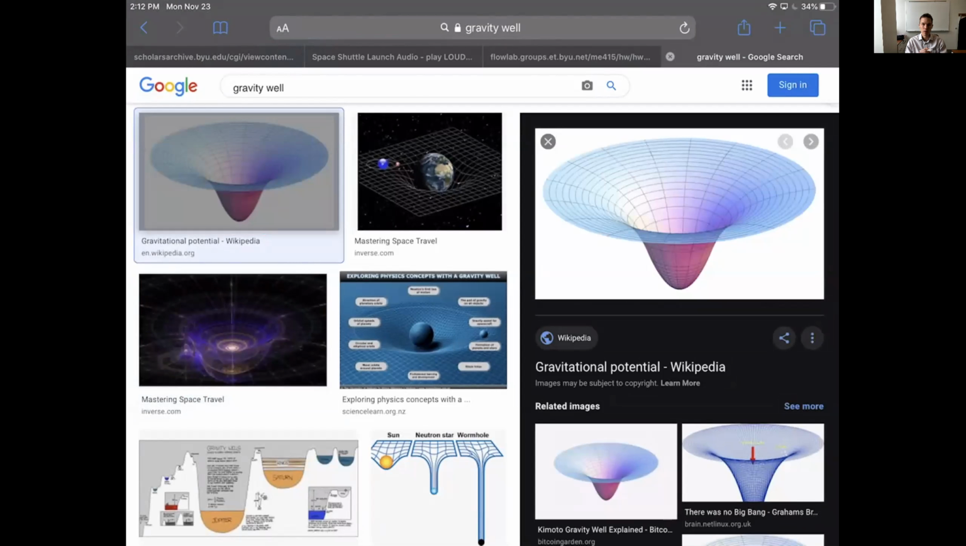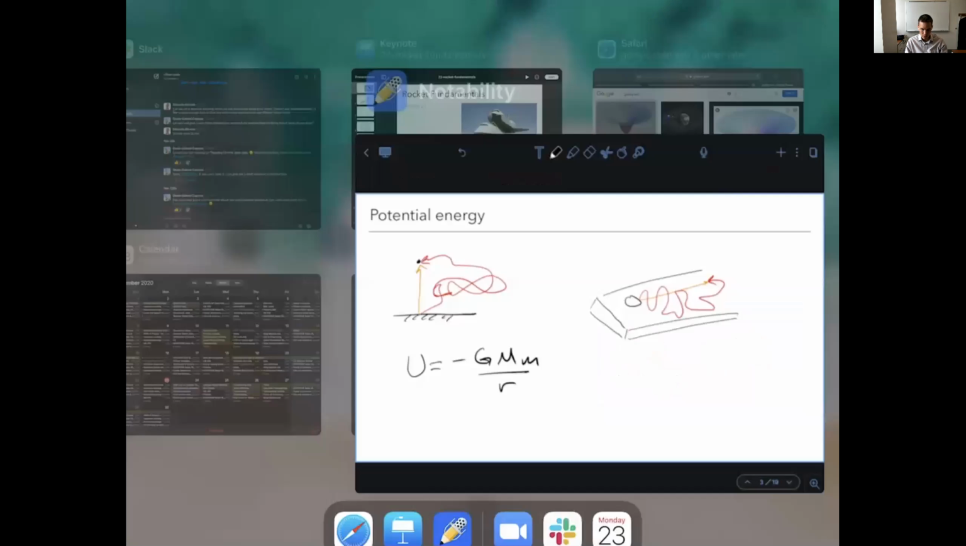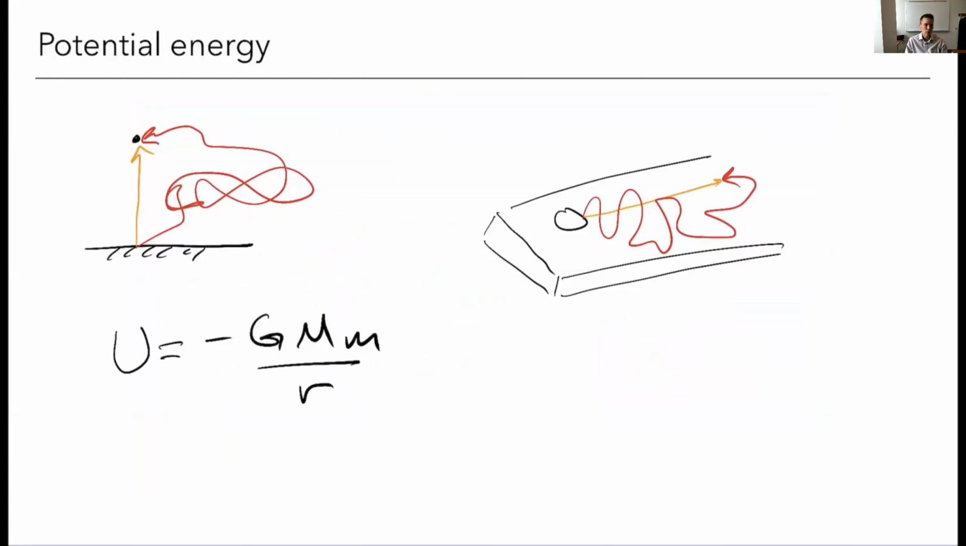And so we don't need to know where we are, just need to know these constants, right? The masses and our position R. We can compute that potential energy, and it's just a one-dimensional scalar function. So very useful.